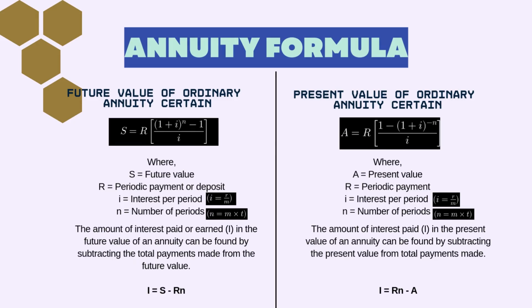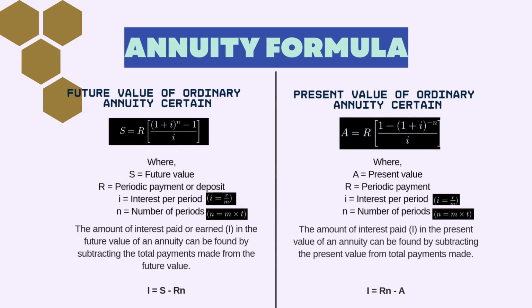There are two main types of annuity formula. The first one is the future value of an ordinary annuity, which is used to calculate the total value of payment in the future. And the second one is the present value of ordinary annuity, which is used to calculate the value of payment today.